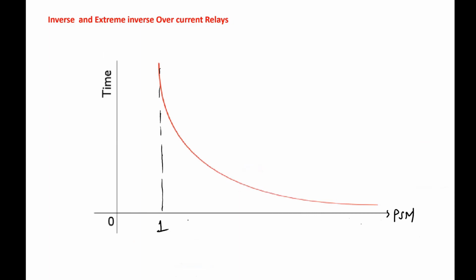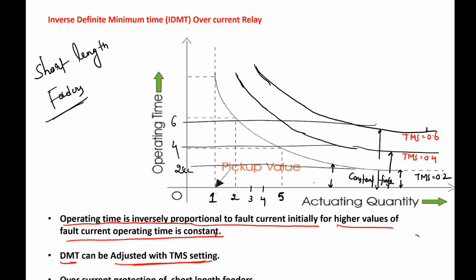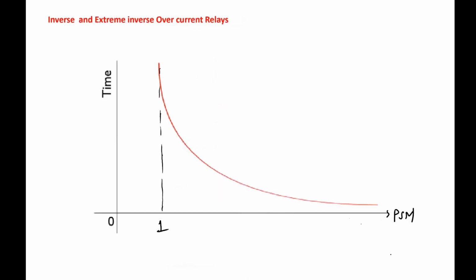So in very inverse, what will happen? The curve will have inverse range for more. Suppose initially we have seen in the IDMT, after PSM equal to 5 or 6, the operating time became constant. Here, this operating time will become constant at very high PSM. So it is becoming almost constant at this point where PSM is say 12 or 15. That means the inverse operation is extended for more fault current. Understand?